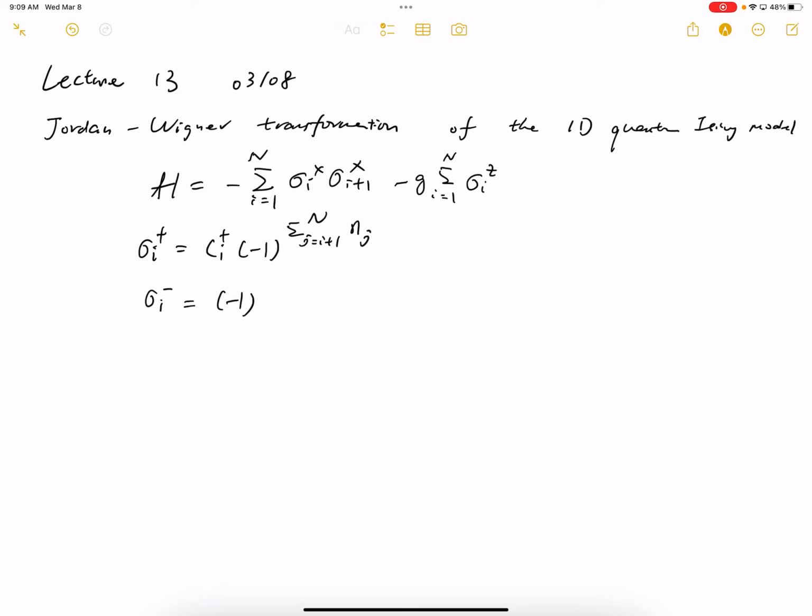Which by the way is due by the end of today. So make sure you finish that on time.